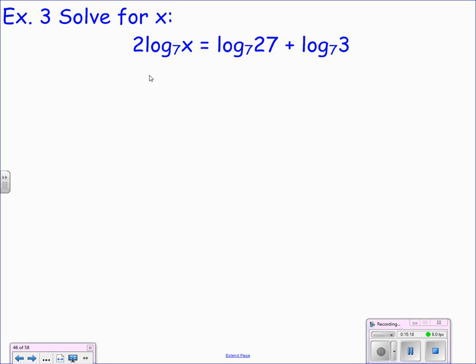All right, I'm going to show you the first step, but then I want you to finish this one on your own. So this 2 in front of the log will go back up as a power. So that's log base 7 of x squared is equal to log base 7 of 27 plus log base 7 of 3. Now you finish solving that one on your own.